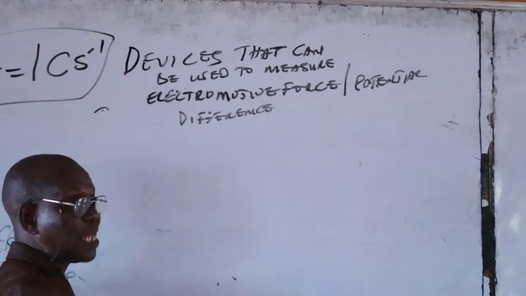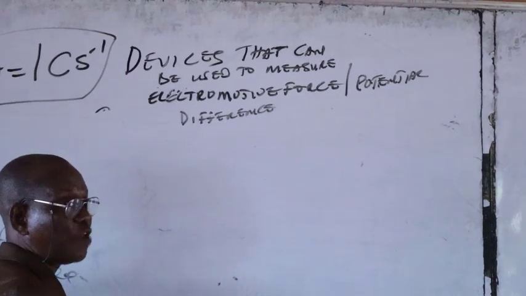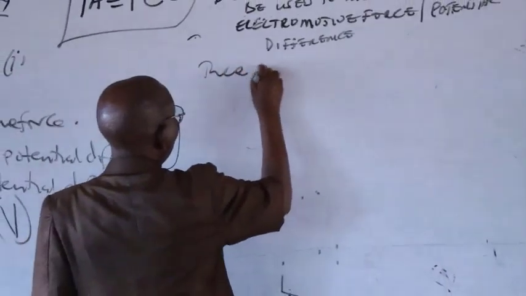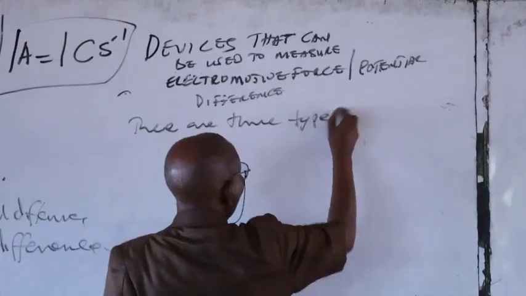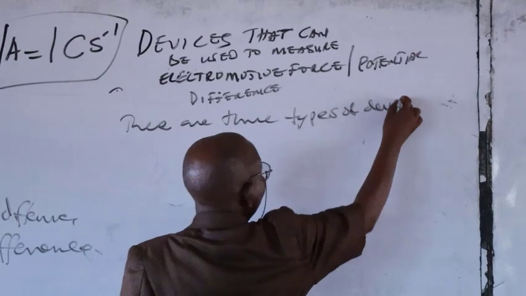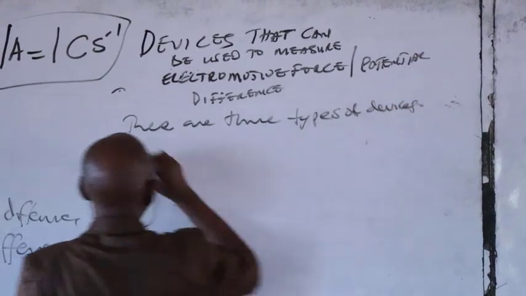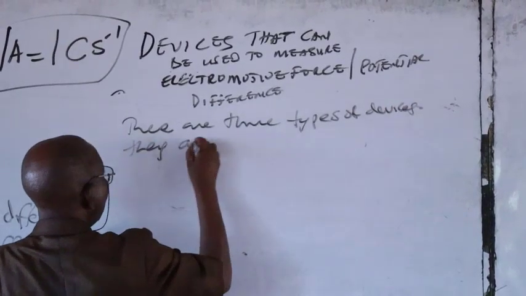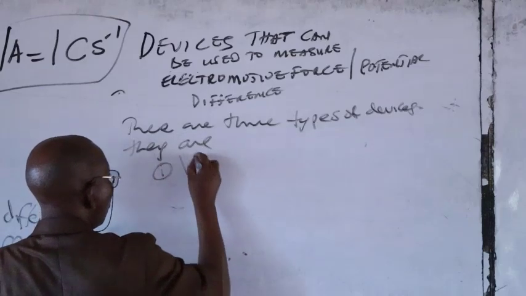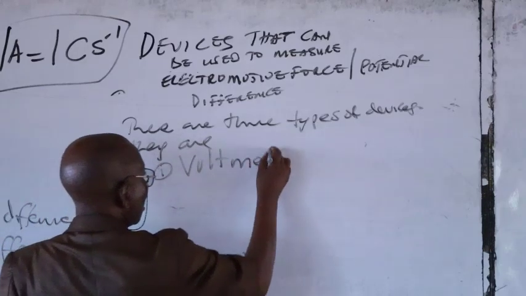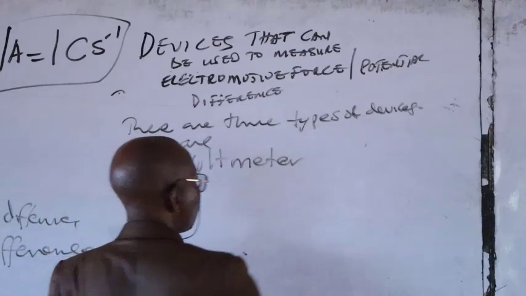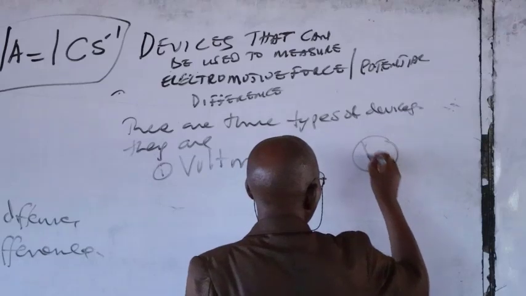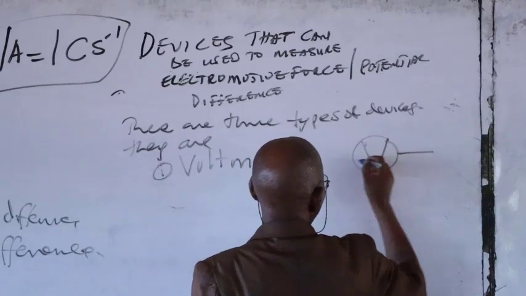Just as we mentioned earlier for current, we still have 3 of them. There are 3 types of devices. They are 1. Voltmeter. We have the voltmeter. The symbol of the voltmeter is capital letter V in a circle, like this.